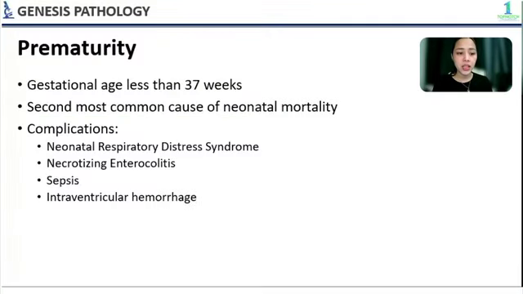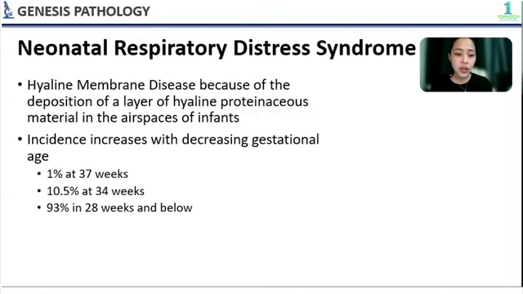So next, prematurity. It's defined as a gestational age of less than 37 weeks. This is the second most common cause of neonatal mortality behind only congenital anomalies. It has a lot of complications. What we will discuss today is RDS. RDS, or hyaline membrane disease, because of the deposition of the characteristic hyaline proteinaceous material in the air spaces. The incidence of RDS parallels decreasing gestational age. 1% incidence at 37 weeks, then napakataas, 93% in 28 weeks and below.